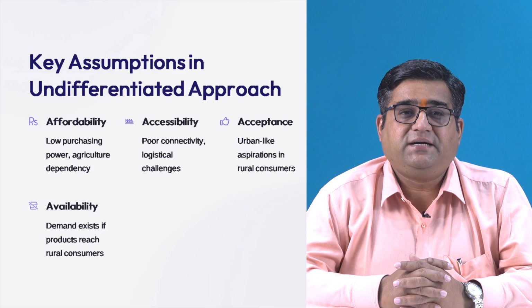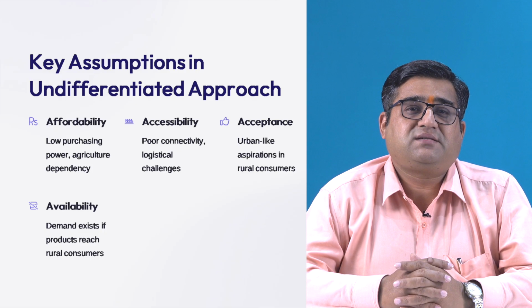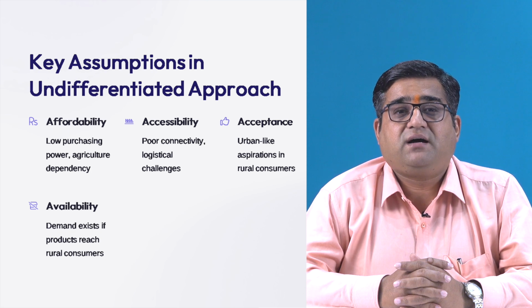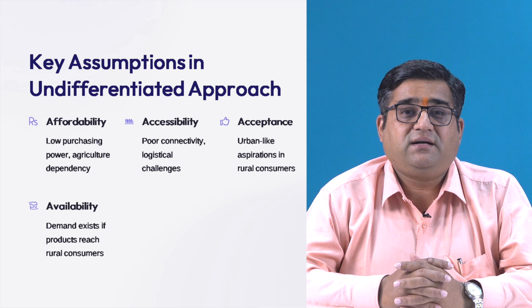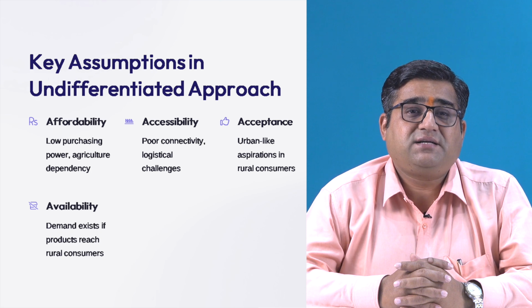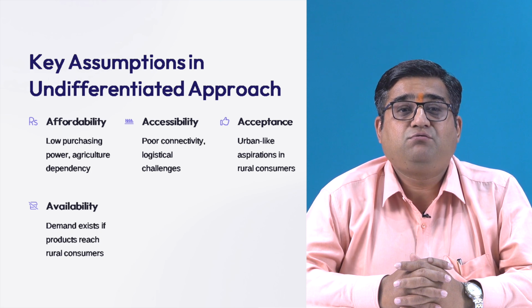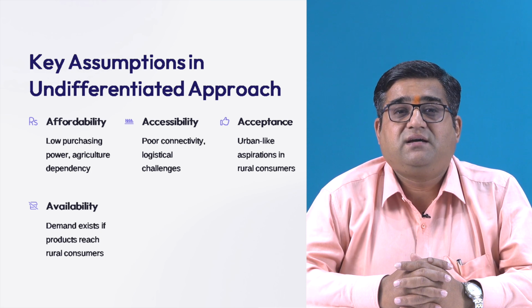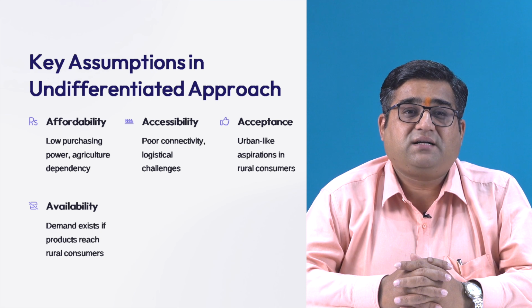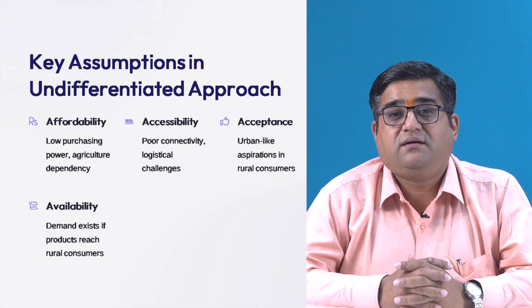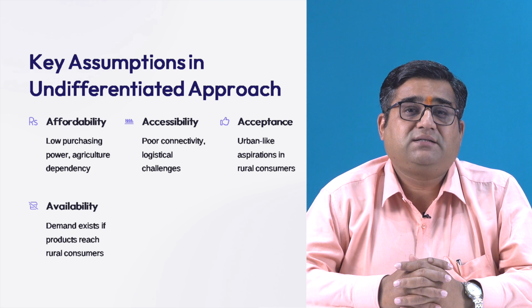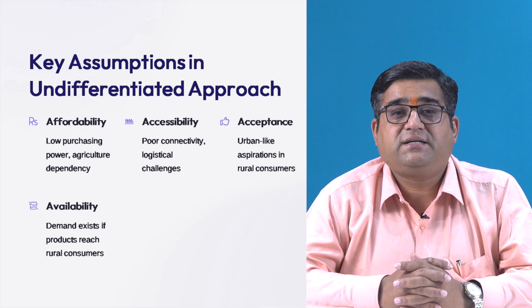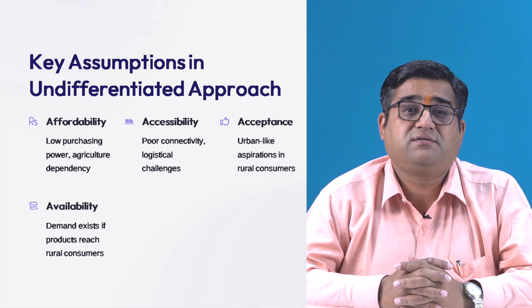First is affordability. Many rural consumers belong to low income groups, making purchasing power a key constraint. Their income is often linked to agriculture and can fluctuate due to changing weather conditions, especially the monsoon. Because of this, the assumption is that products need to be affordable. But companies don't alter the product; rather, they focus on combining urban and rural markets where infrastructure allows.